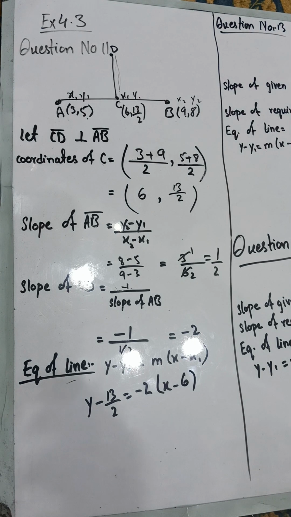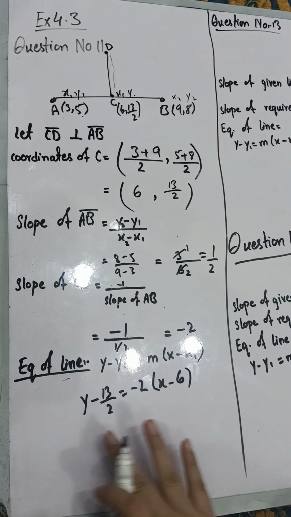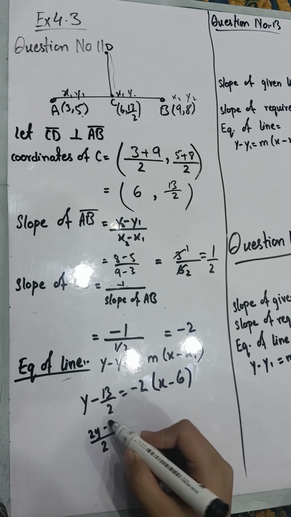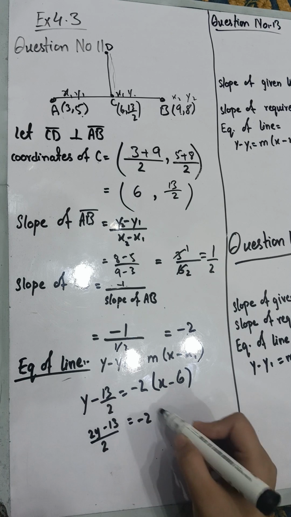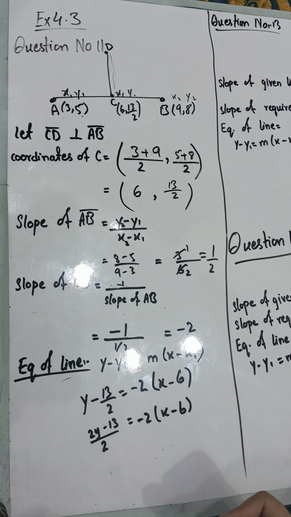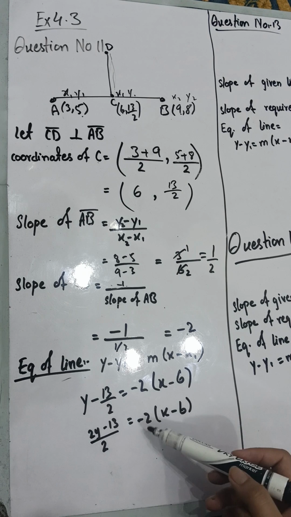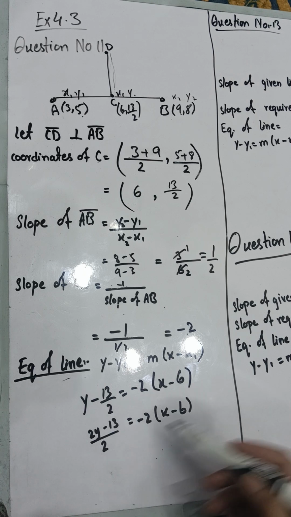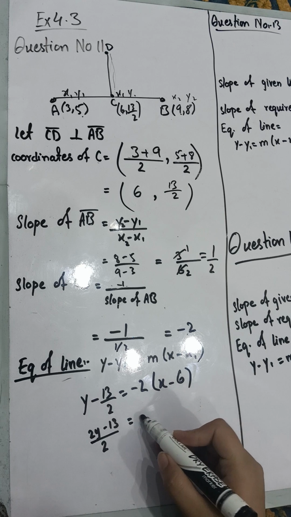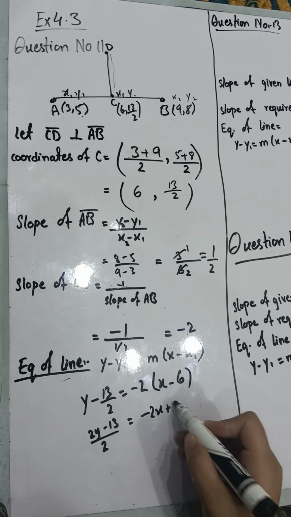Okay, now you are going to take the LCM of this fraction, so the LCM will equal 2y minus 13 is equal to minus 2, it will remain the same. Okay, now I am multiplying this 2 inside, so I am directly writing here, it will become equal to minus 2x plus 12.